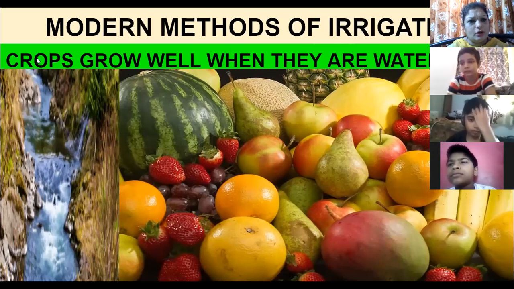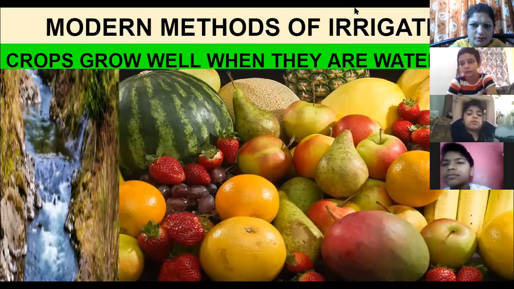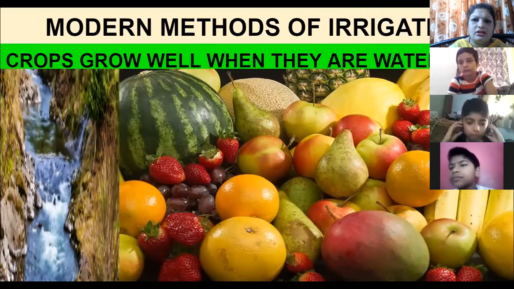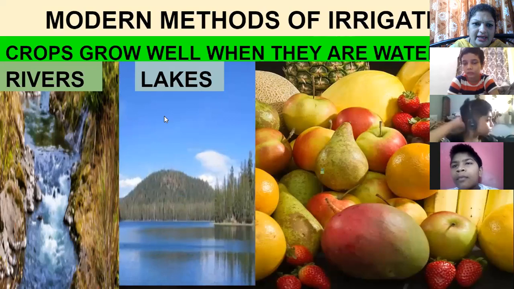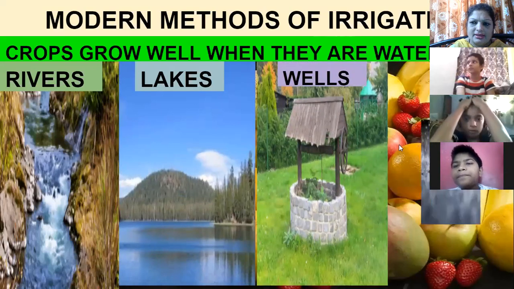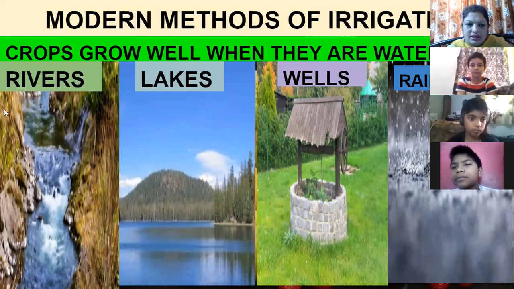From where do these crops get water? The water which is provided to the crops, what is the source of water? Yes, the source of water will be rivers, lakes, wells, and rainwater. Okay, so these are the sources of water: rivers, lakes, wells, and rainwater. From this, the crops will be watered.